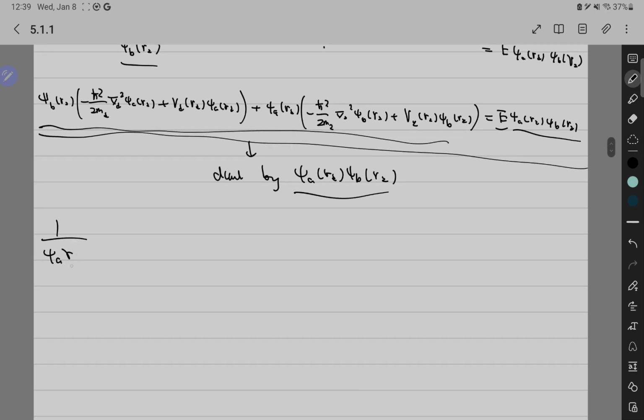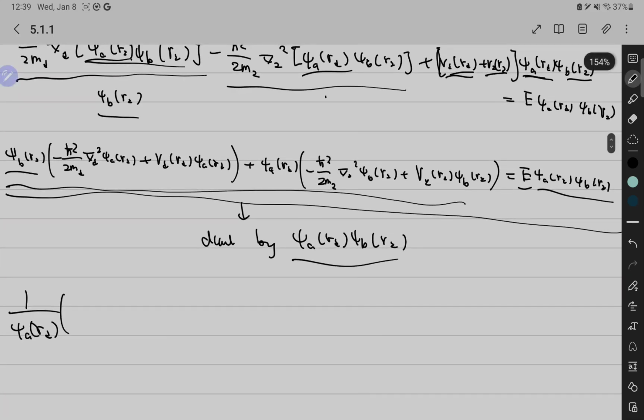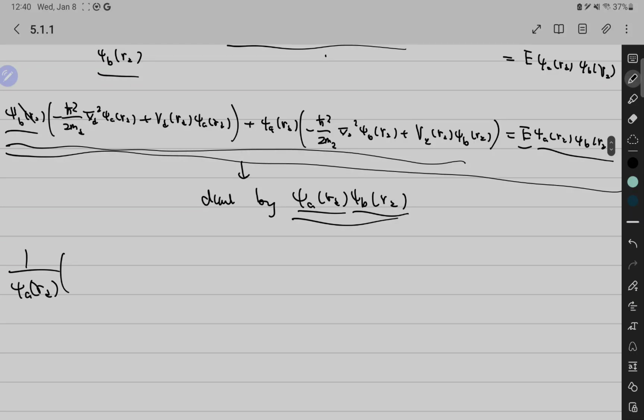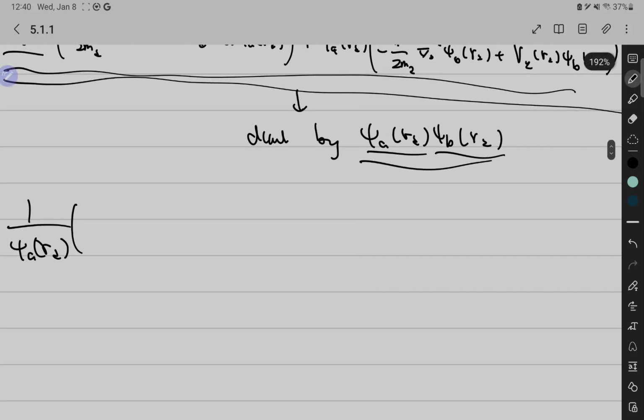Phi A(R1) for the first term, right? Because remember, you have phi B(R2) here, and if you were to divide, then the phi B(R2) will cancel out here. But you still have to divide by phi A(R1). So that's just basic algebra at this point. You should be able to understand this part.